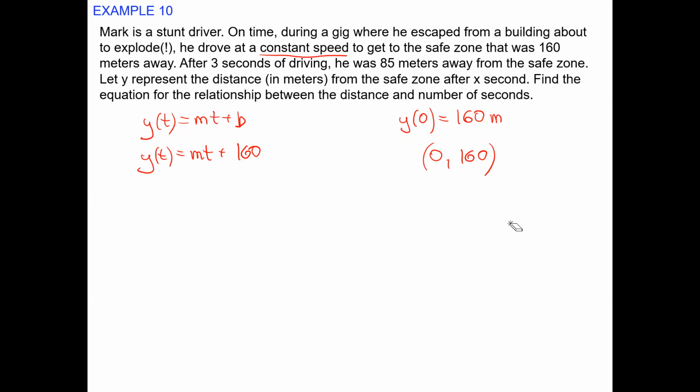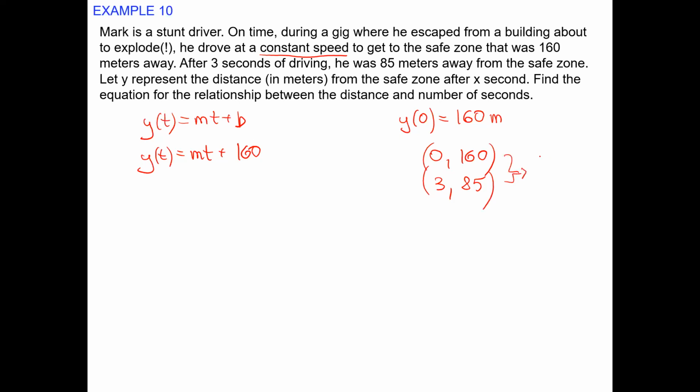But how can we do it? Maybe we have another point. Let's look at this. After 3 seconds of driving, he was 85 meters away. That means at 3 it was 85 meters away. We may use this to compute the slope.